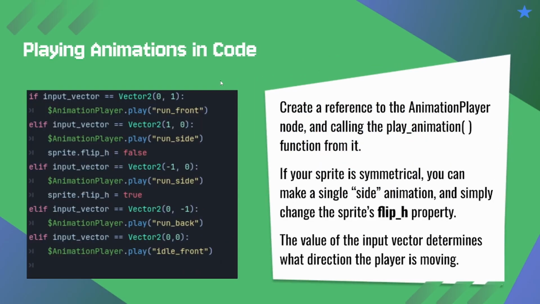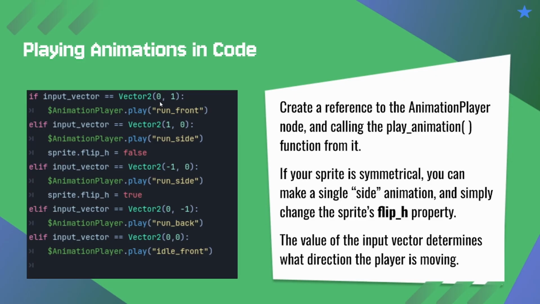Alright, and then to play animations in this code, we want to reference the input vector. We can usually use the input vector to determine what direction the player is facing. So let's say our input vector is Vector2(0, 1). Since this is the x and this is the y, we can assume that if we have 1, that means we are moving downwards.